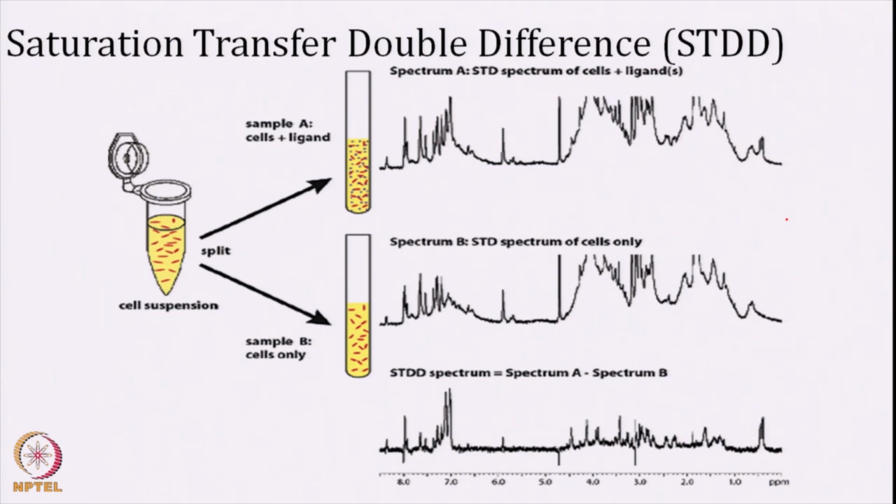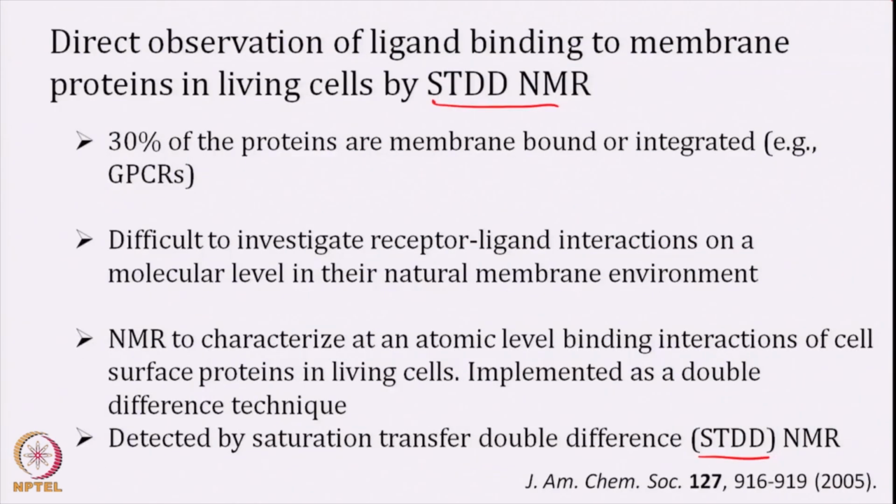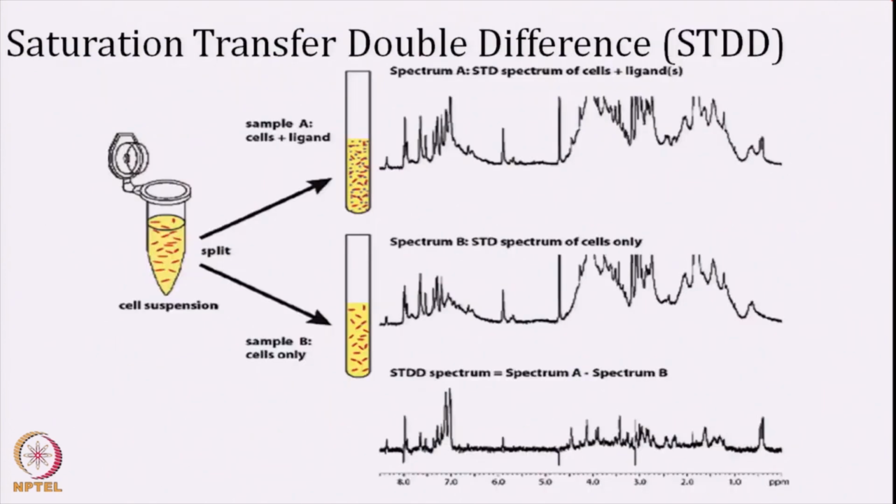In saturation transfer double difference, you do not have to do much, you just take a cell suspension. I forgot to tell you, this method was developed by the Meyer group in Germany, and that was published in JACS some 14 years back. So, in this experiment, we are taking a cell suspension and splitting it into two. This is an Eppendorf where we have cell suspension, and this suspension has our membrane embedded protein or protein expressed on the cell surface.